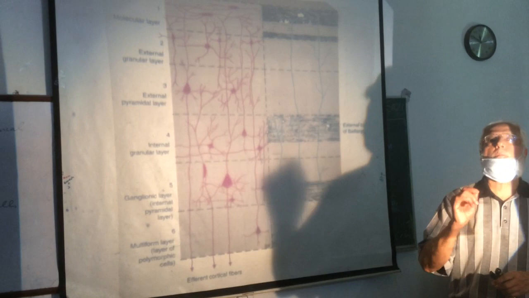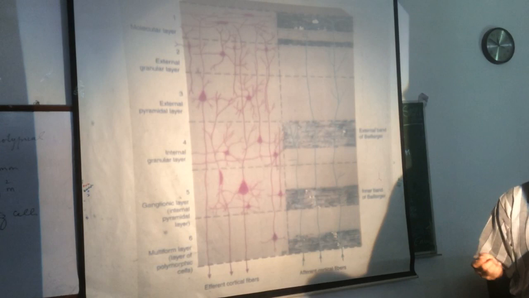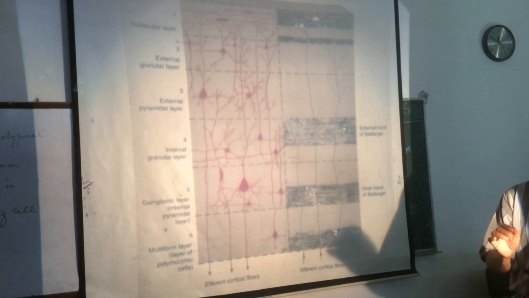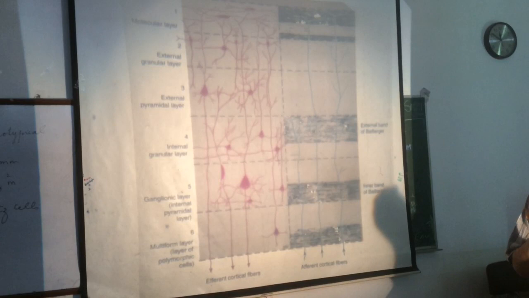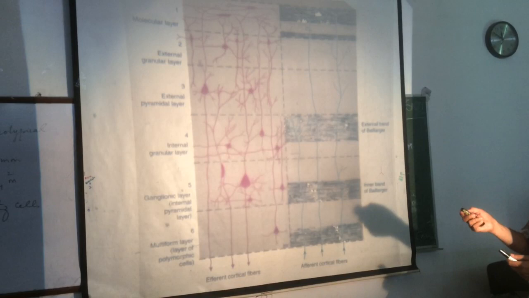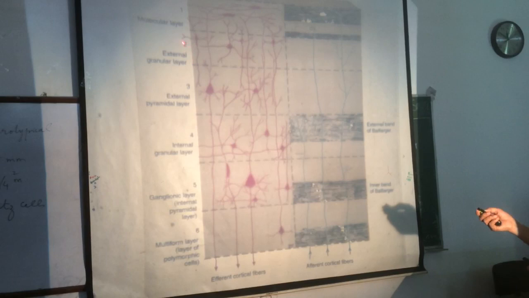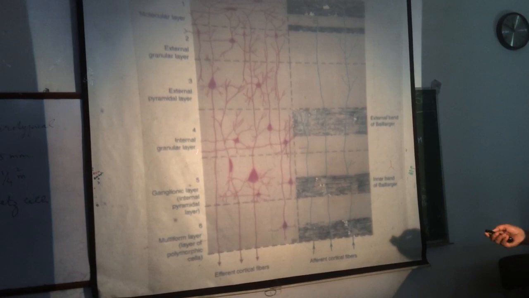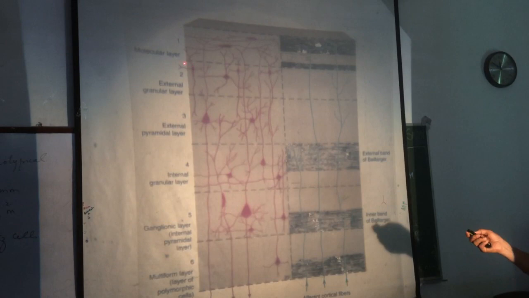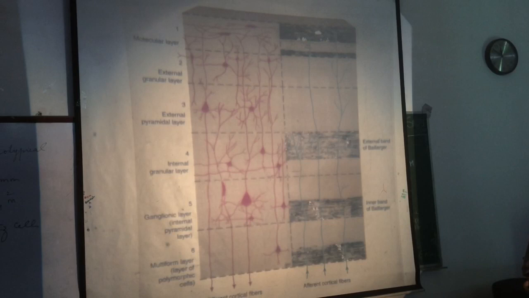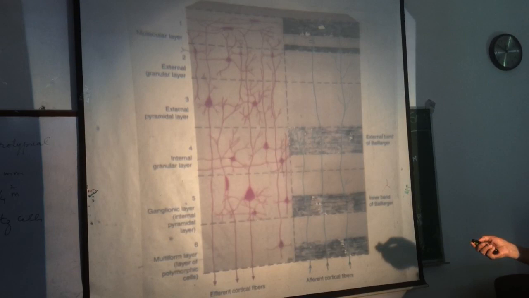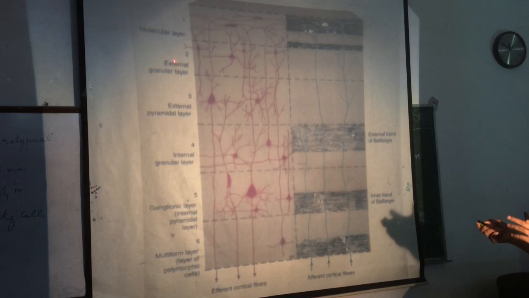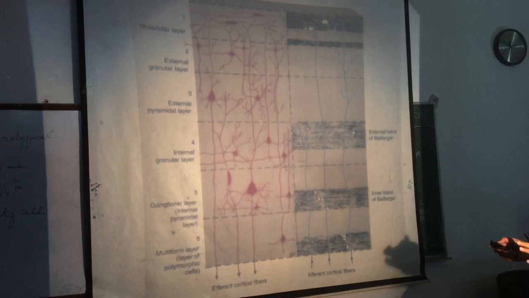There are two types of heterotypical cerebral cortex: granular and agranular. In the granular type, the granular layers, that is the external granular layer and internal granular layer, layers number 2 and 4, are distinct and well developed, while the pyramidal layers are not well developed.